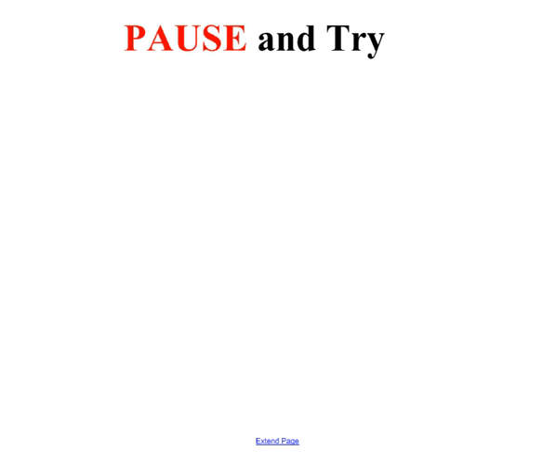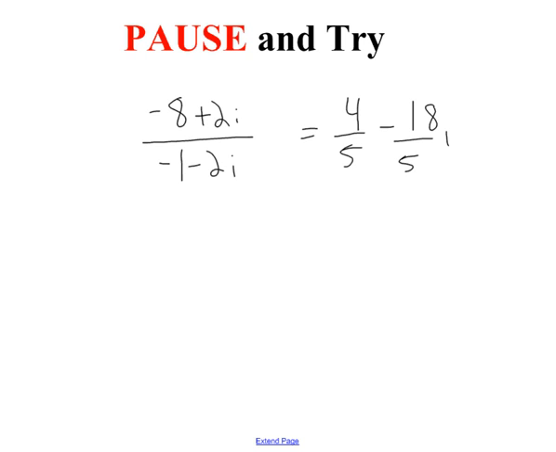Okay, why don't you try this one, pause and try this one. All right, let's do negative 8 plus 2i over negative 1 minus 2i. All right, that is equal to 4/5 minus 18/5 i.